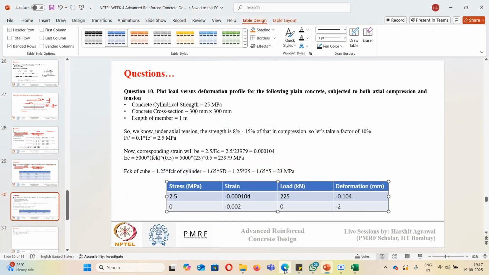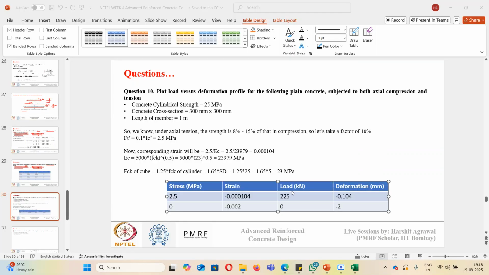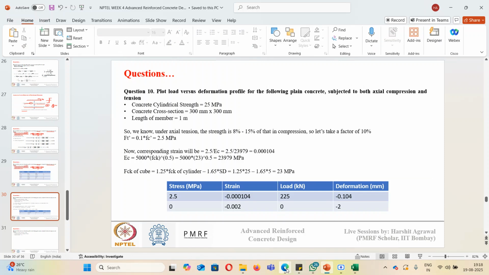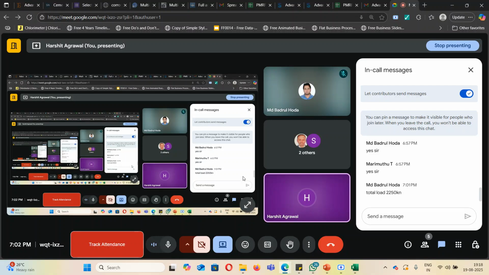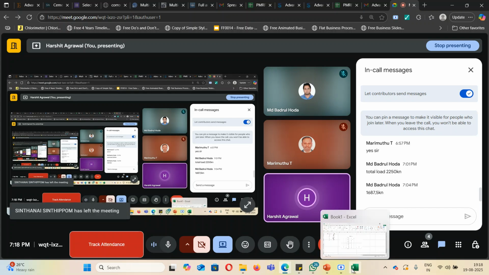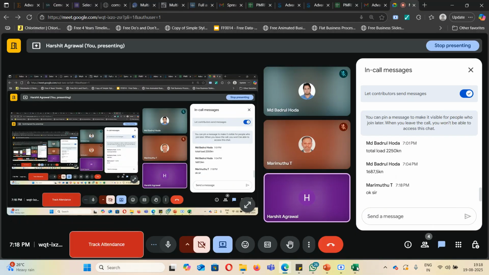Any doubt in this question? Yeah, 1687.5 was the load at 1 mm deformation, at strain 0.001. Did everyone understand this profile, how I have plotted this profile? You can see a proper relationship coming. It is parabolic and then linearly decreasing.